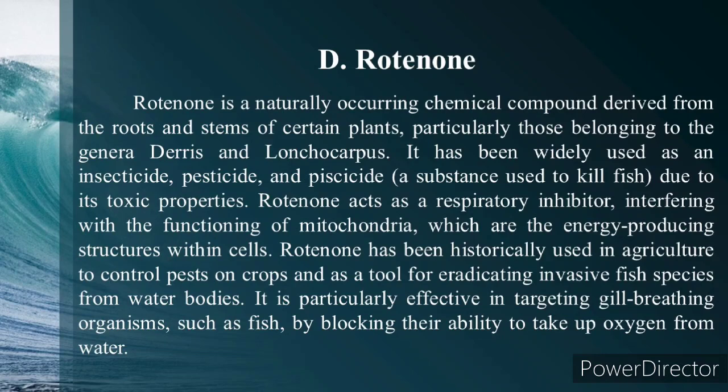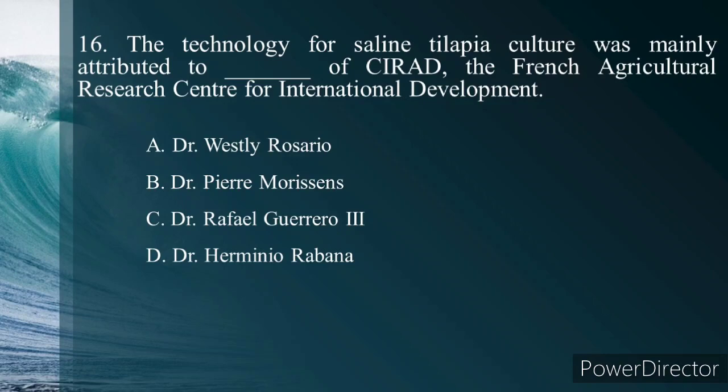Rotenone acts as a respiratory inhibitor, interfering with the functioning of mitochondria, which are the energy-producing structures within cells. Rotenone has been historically used in agriculture to control pests on crops and as a tool for eradicating invasive fish species from water bodies. It is particularly effective in targeting gill-breathing organisms, such as fish, by blocking their ability to take up oxygen from water.